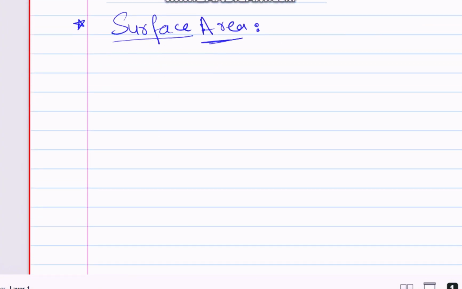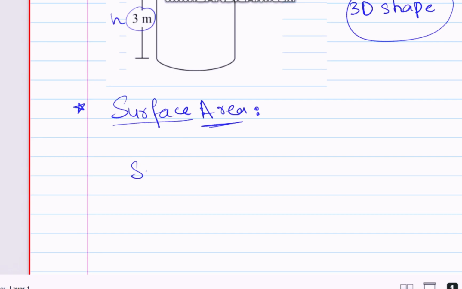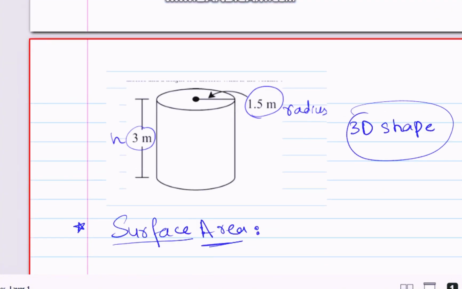So we will write that the surface area, SA, is equal to 2 pi r squared. And you know about the radius of the cylinder. This is the radius of the bottom circle, which is here. Let me draw the bottom circle also, just for your understanding. The bottom circle and the upper circle have the same radius.